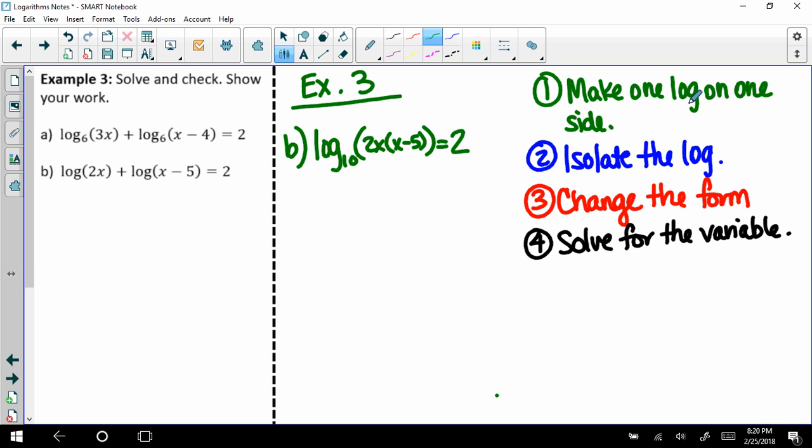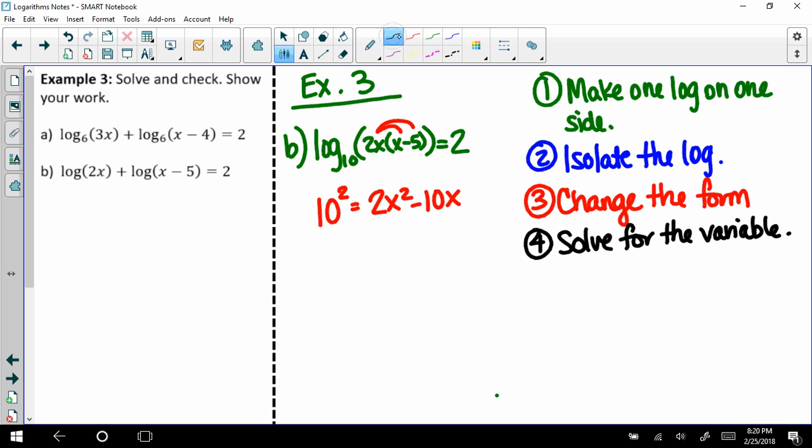So that's step 1 where you make one log, and that's also step 2 because this is now isolated. This is all by itself on one side. So now let's change the form. This is where the 10 comes in handy. You have to know what base it is for the exponential form. So that's going to be 10 to the second power equals, I'm going to go ahead and distribute this, 2x squared minus x. Okay.